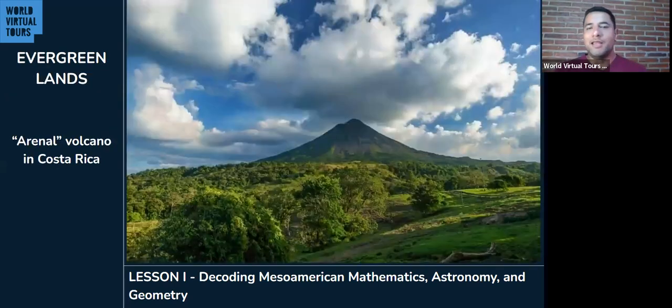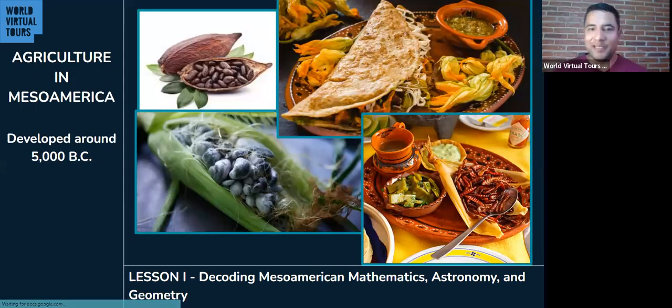So with this occupation of the evergreen lands, we have the development of agriculture around the year 5000 before Christ. These are some of the products that are original to these lands, like corn, the fungus that grows on corn, which is also a good dish, the cocoa seeds that they used to drink, and the cactus, of course, that is edible in many cases, or drinkable in other cases, like the agave plant.